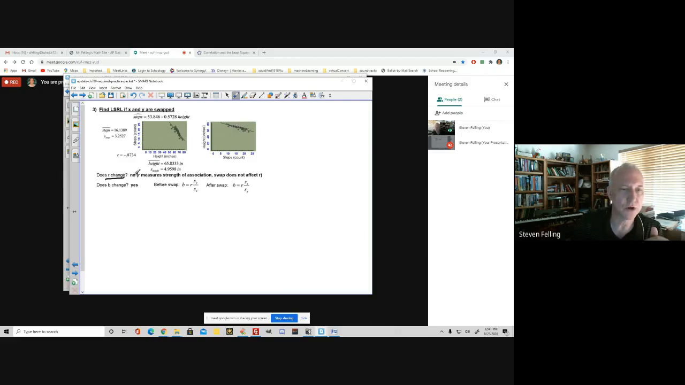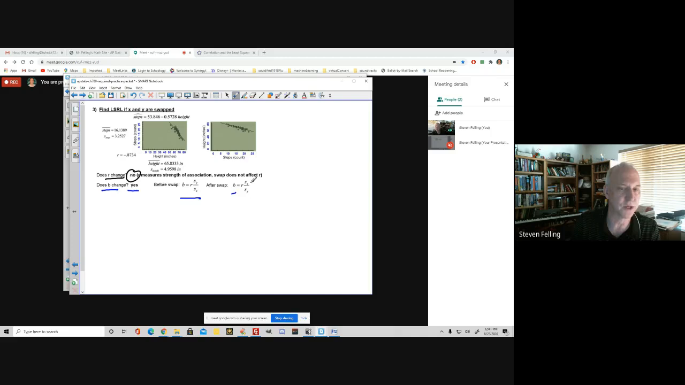So the r does not change, right? That's a measurement of the association, and swapping x and y has no effect on that. But does the slope change? Yes, it does. So before the swap, we have b is, according to that equation, r sy over sx. So after the swap, if I swap x and y, the new slope is just going to be that same correlation coefficient, but I have to make this sx over sy.